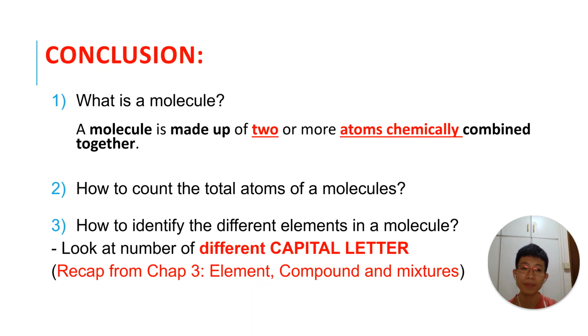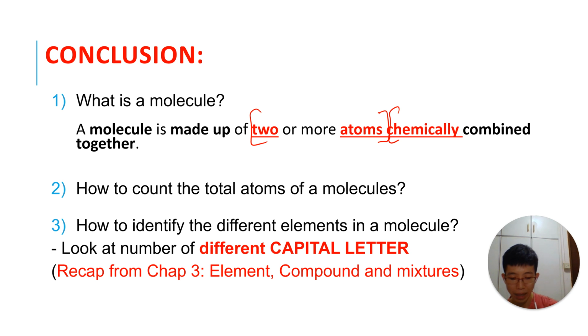So conclusion, what is a molecule? A molecule is basically made up of 2 or more atoms chemically combined together. So it's 2 or more atoms must be there. Because when you have only 1 atom, it cannot be a molecule. It must be 2 or more, at least 2.